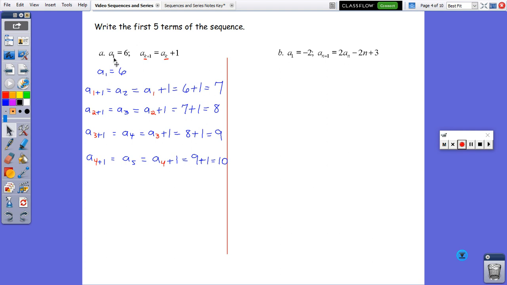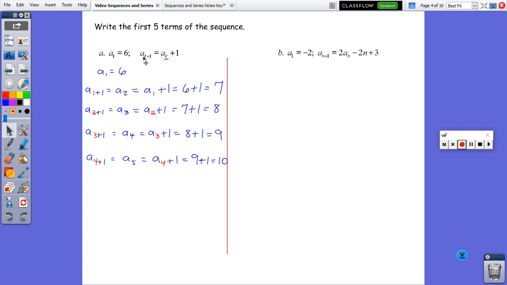So it says that a sub 1 equals 6. Okay, that basically means our first term is 6. And since the instructions ask us to find the first 5 terms, we've already gotten 1 taken care of here. So I'm just going to go down the list. We're going to try to find a sub 2. Okay, so what I looked at is, here's our rule. A sub k plus 1 is equal to a sub k plus 1.